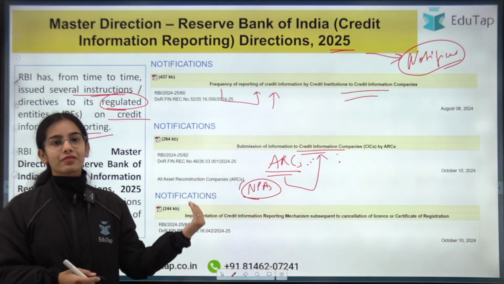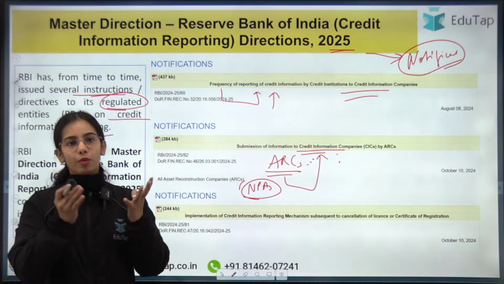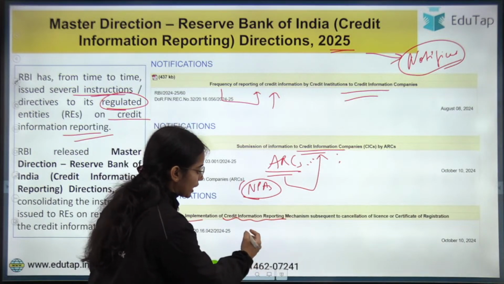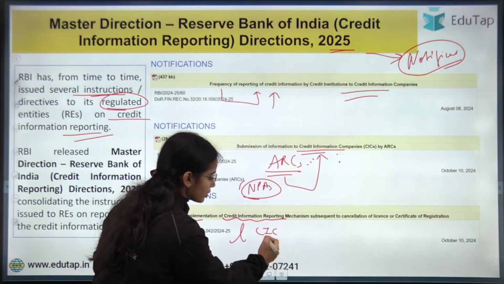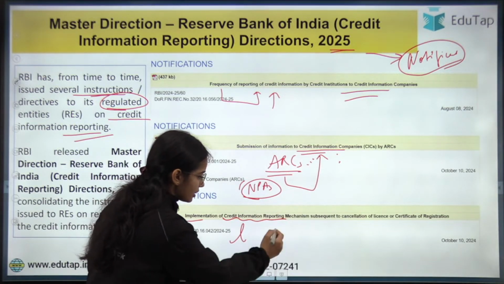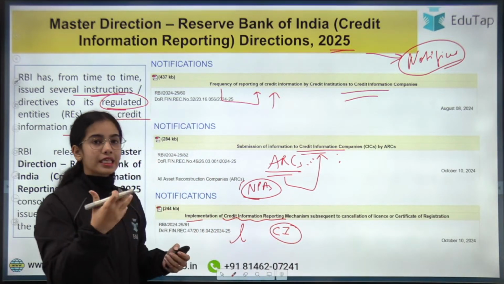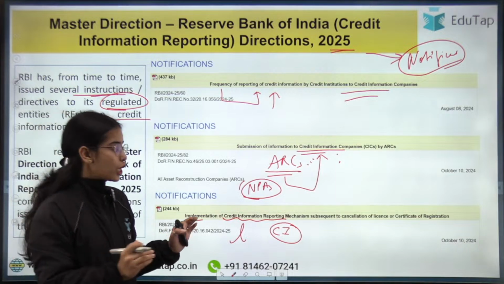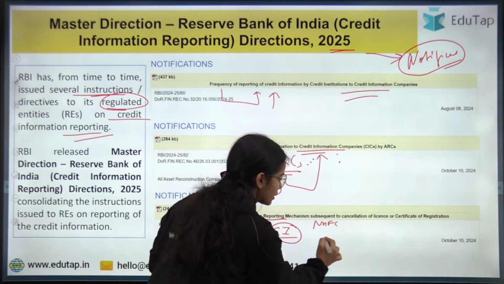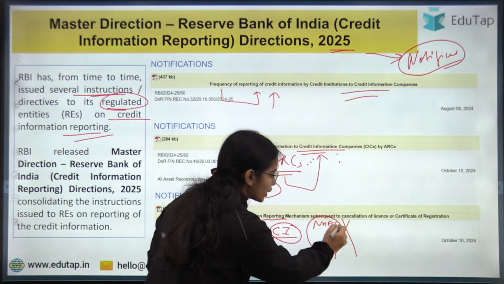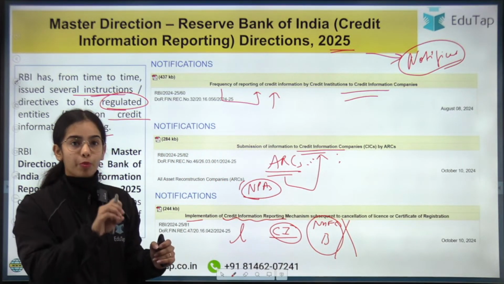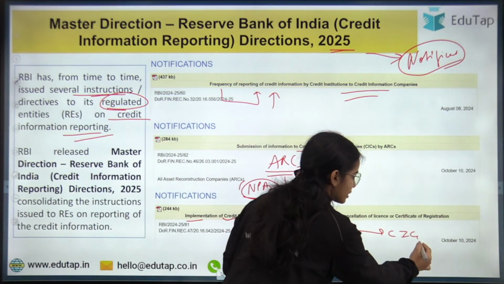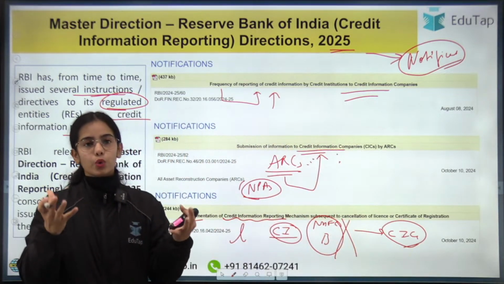Then there were other guidelines released in October 2024 regarding the credit information companies, that there should be implementation of credit information reporting even if a credit institution, that is an NBFC or a bank, is losing its license. Even if an NBFC or a bank has lost its license and is going to close down, they still have to continue reporting the data regarding their borrowers to the credit information companies till the end of the complete loan procedures.